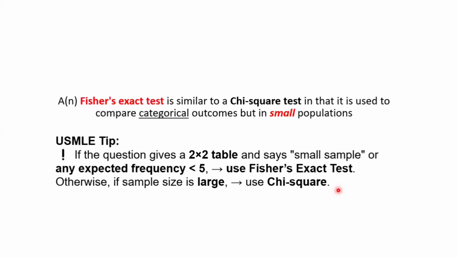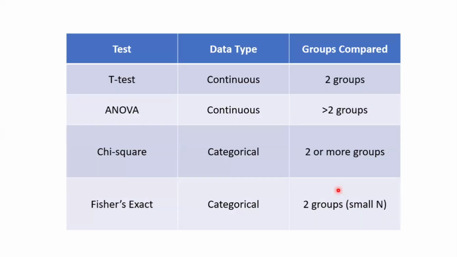A Fisher's exact test is similar to chi-square, and it is used to compare categorical outcomes but in small populations. See, if the question gives a 2 by 2 table and tells you the small sample or any expected frequency less than 5, then a Fisher's exact test is used. Otherwise, see, this is a high yield table.